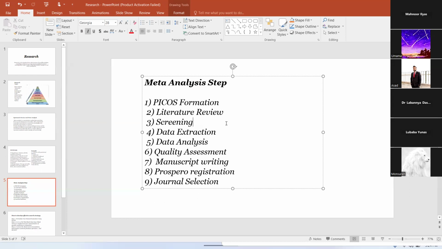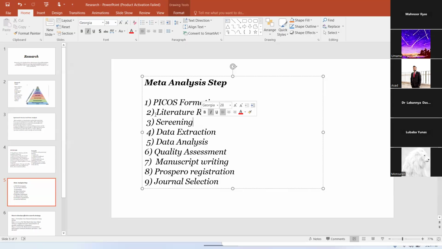Like literature searching, in the sense that you have to find out whether any meta-analysis has been done on that particular topic or on that particular PICO. If any meta-analysis is done, then your next task is to see whether you can update that meta-analysis. I'll tell you how to update it in the next slides, and I'll move on to topic selection.